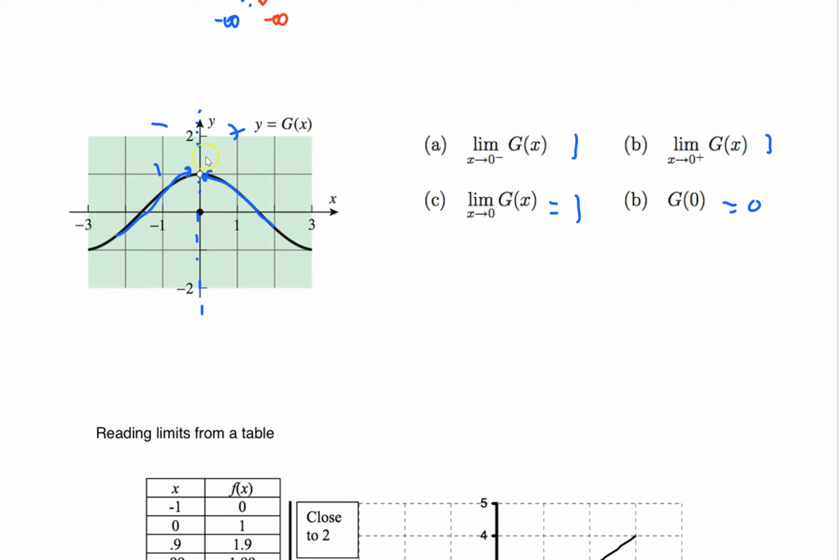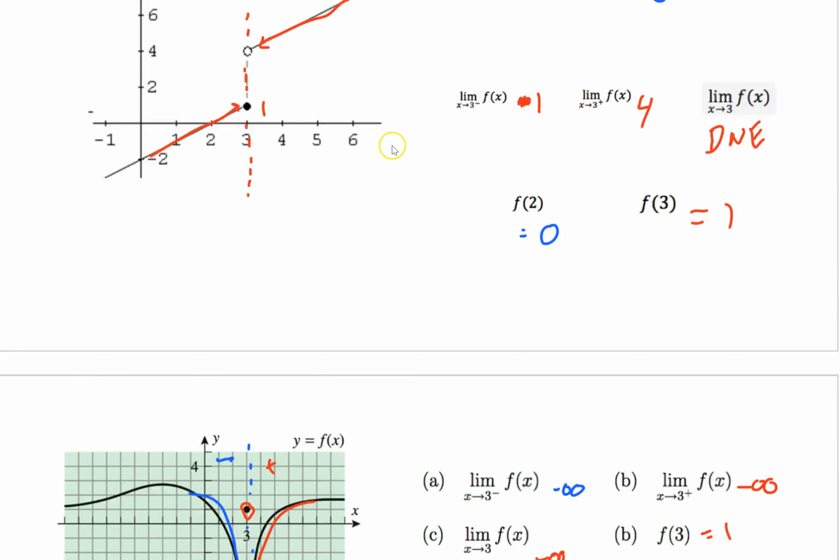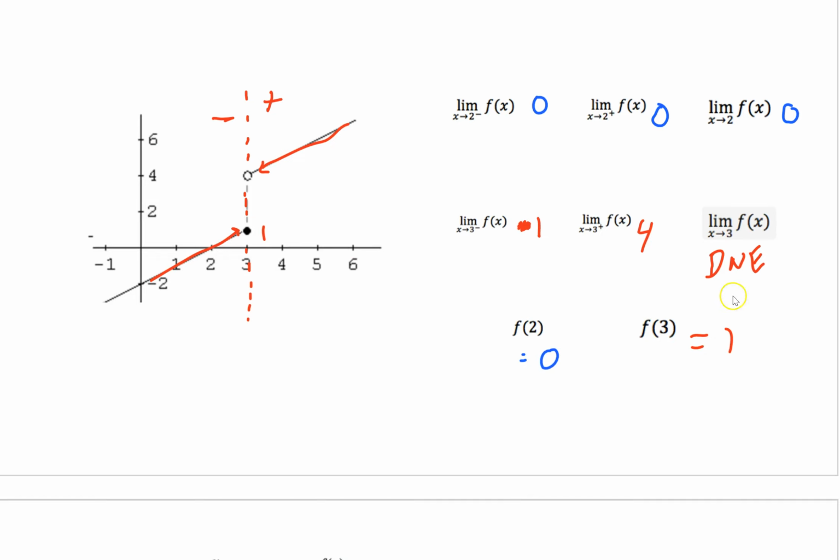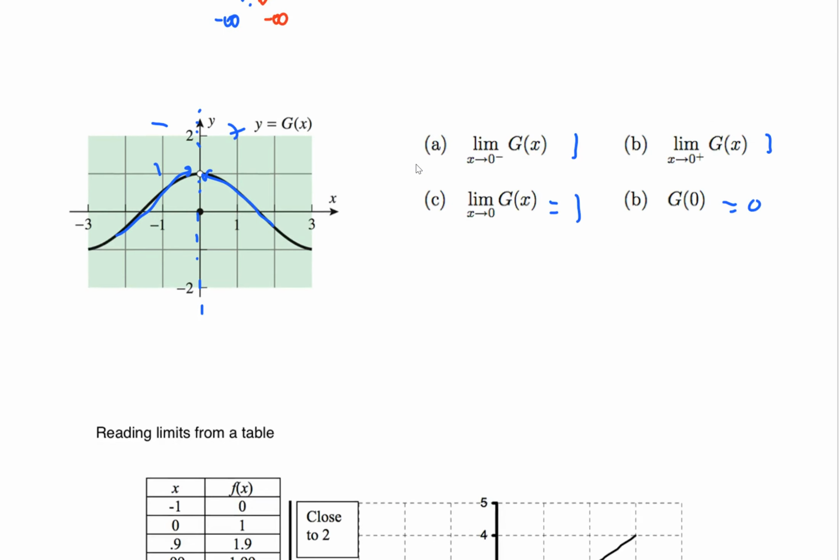Reading limits from a graph is just look at both sides. If they match, that's your limit. If they don't match, like over here, then you could be all happy until the limit does not exist. Yes, we call that quote mean girls.